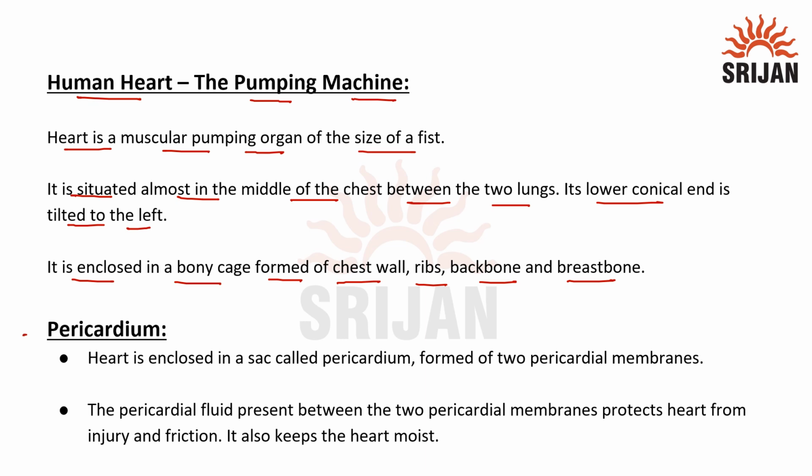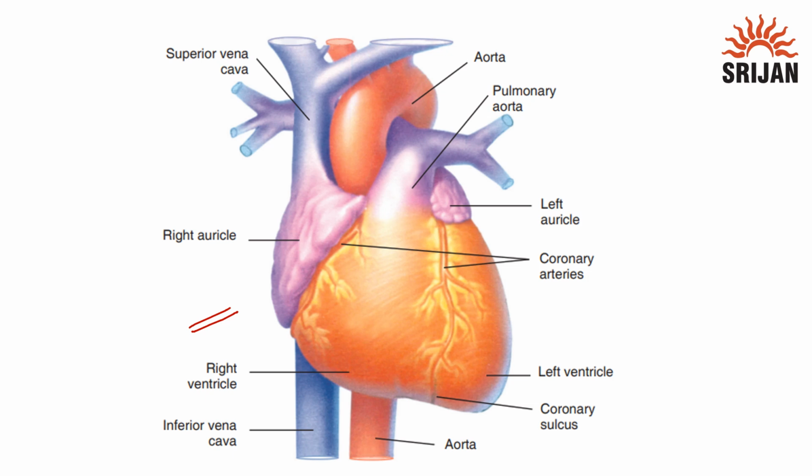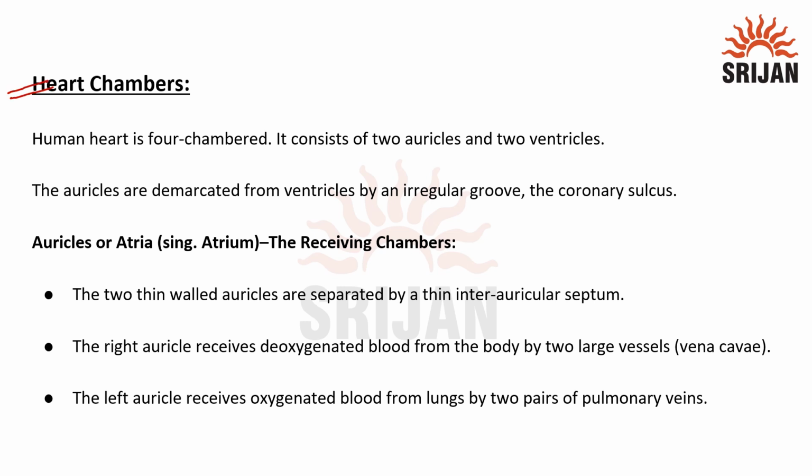Let's understand about the pericardium. The heart is enclosed in a sac called the pericardium, formed of two pericardial membranes. The pericardial fluid present between the two pericardial membranes protects the heart from injury and friction. It also keeps the heart moist. Here we have the external structure of the heart. This is what a heart looks like, and here we can observe that it has a conical end which is tilted towards the left.